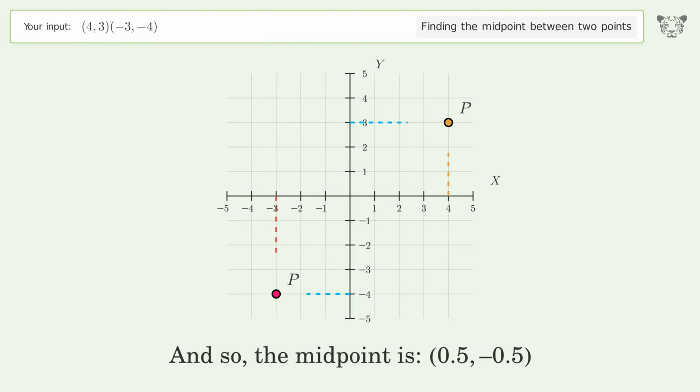And so, the midpoint is 0.5, negative 0.5.